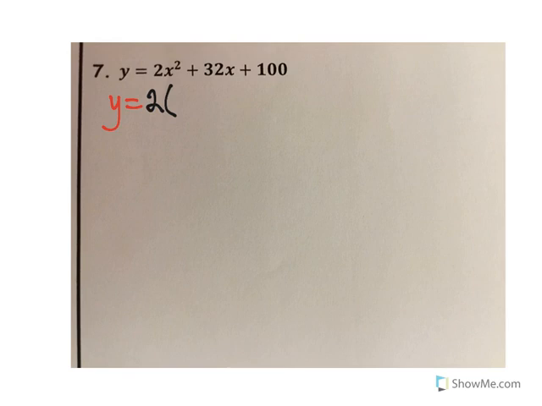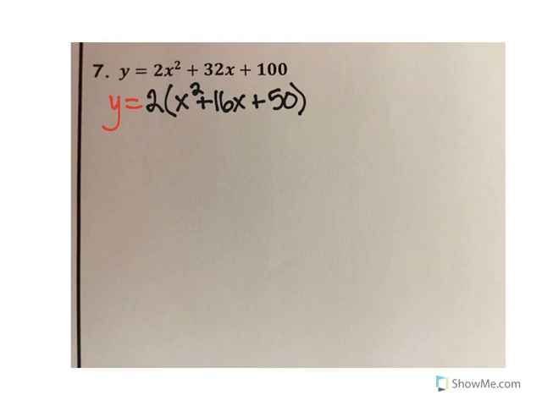Okay, when I factor out a 2, what do I have left? X squared. Say it again, please. Half of 32, 16x, plus what's half of 100? Okay.